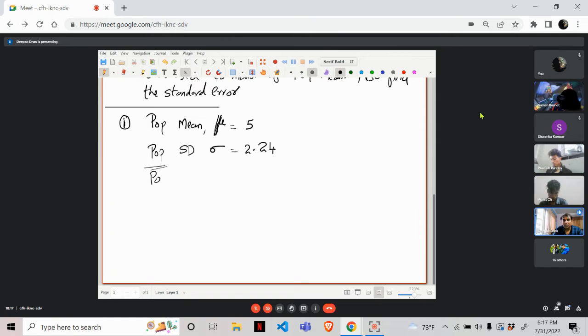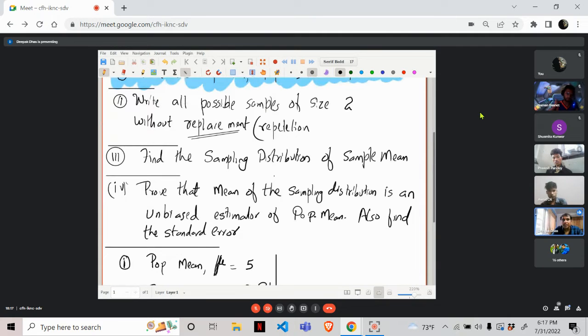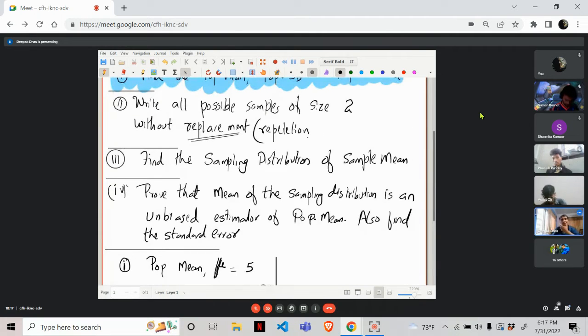And what about population variance? 4.99. Okay, now can you please read the second part?